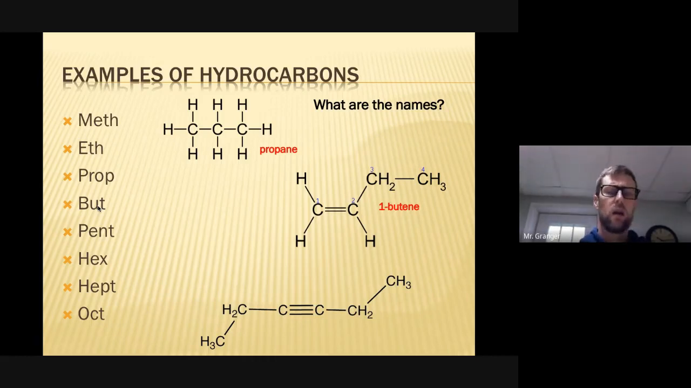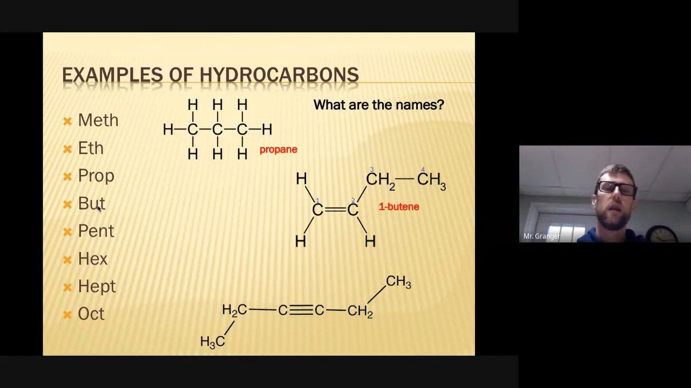And then our suffix attached to but is an ene ending in this case. So with the ene ending, we're indicating a double bond, as we talked about with hydrocarbons on the previous slide. So the double bond ene is attached to the but to give us butene.